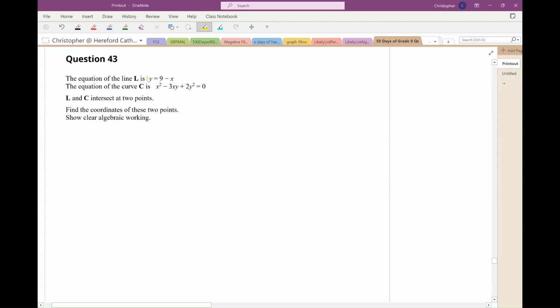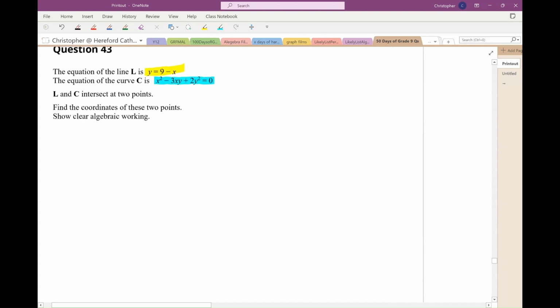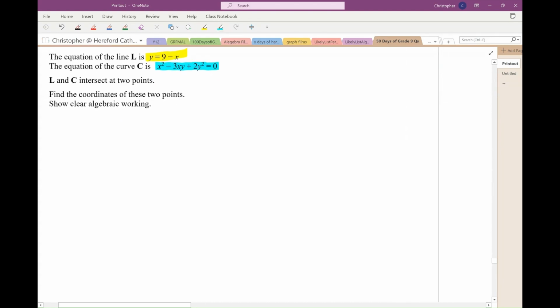Question 43. Right, I've got the line L. Here we go. And I've got the curve C. And I'm told they intersect at 2 points. Find the coordinates of these 2 points. Show clear algebraic working.